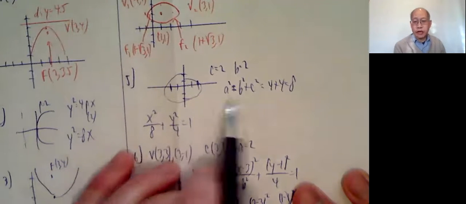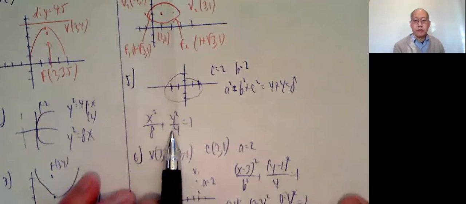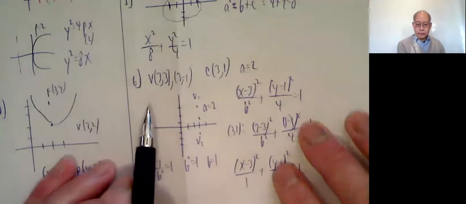It's x squared over a squared. We got a squared is 8, plus y squared over b squared, which is 4, and that equals 1.